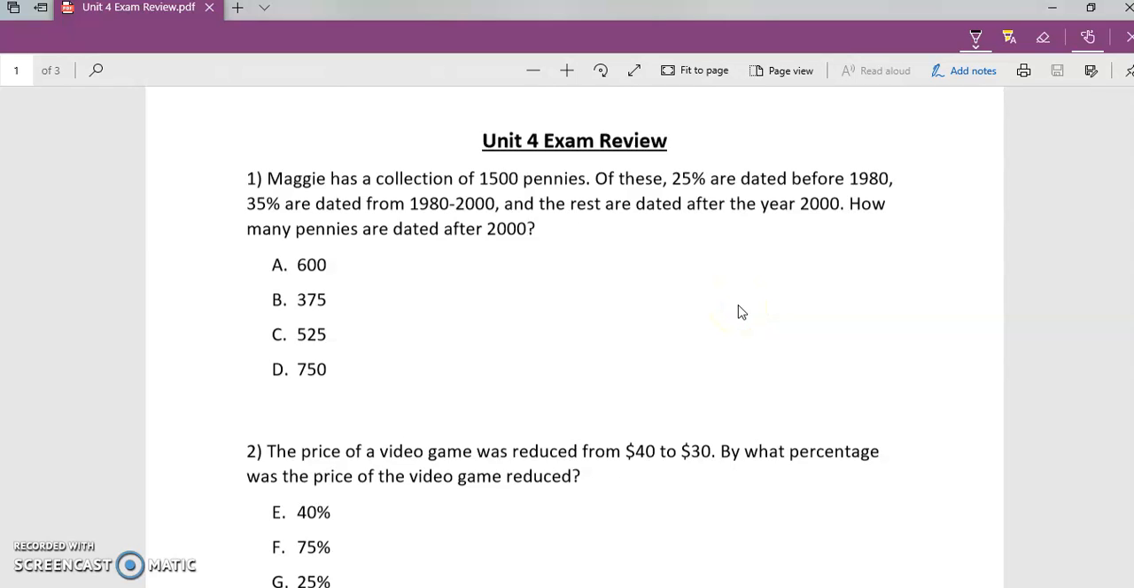Okay guys, so we have our Unit 4 exam review that we're going to be going over today. The first problem that we're going to be starting with is: Maggie has a collection of 1,500 pennies. Of these, 25% are dated before 1980. So that means 25% are before 1980.